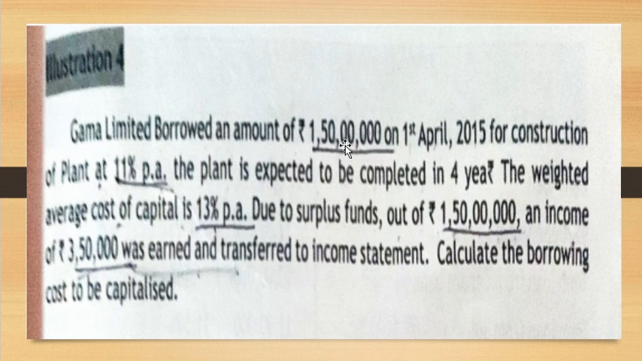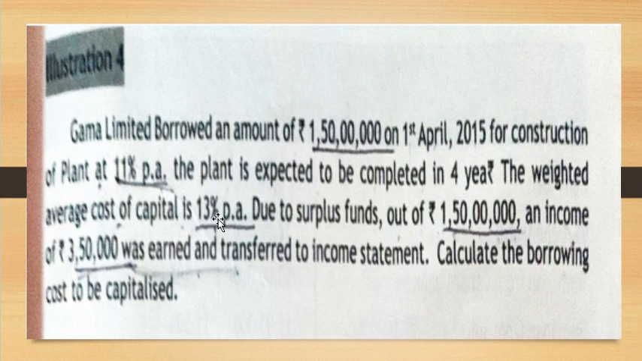So the total borrowing made is 1 crore 50 lakh and the interest rate for it is 11%. The work is completed in 4 years. They have given the weighted average cost of 13%. They have given the specific loan rate also, the rate of interest is 11%, and the average cost of capital was explained in a previous video.